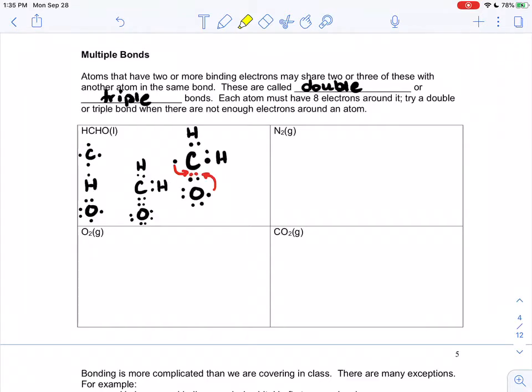Now the last thing that I need to do before we do our next example is, what does the structural diagram look like? Remember, structural diagrams, we use a dash to represent a bond as opposed to the dots.